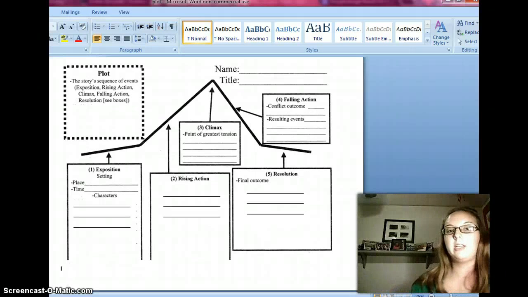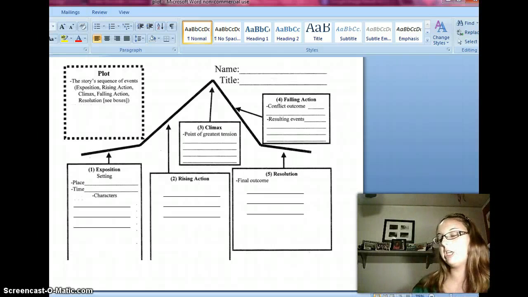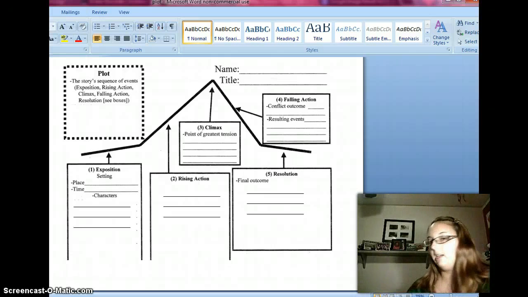Now, Bradley, do you know what the exhibition part of the plot line is? This is one of the most important pieces to a plot line. No. If you don't know, well, the exhibition is kind of like the background information. It's going to tell you about the characters. It's going to tell you about the setting. Now, this doesn't necessarily have to be in your story, but eventually all these pieces are going to be throughout your story. Did you get that?